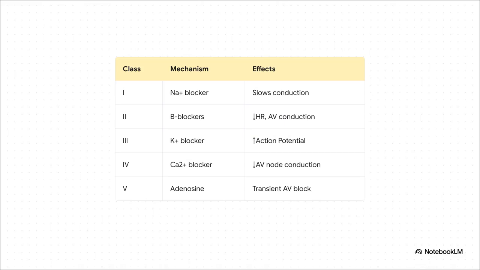To keep all this pharmacology perfectly straight, we use the classic Vaughan Williams classification, which groups drugs by the exact ion channels they block. Class 1 drugs block sodium, which physically widens the QRS complex. Class 2 are your beta blockers, they just slow the overall heart rate down. Class 3 drugs like amiodarone target potassium channels, and that ends up prolonging the QT interval. Class 4 calcium channel blockers stretch out the PR interval. And finally, Class 5 agents like adenosine essentially cause a temporary roadblock right at the AV node.